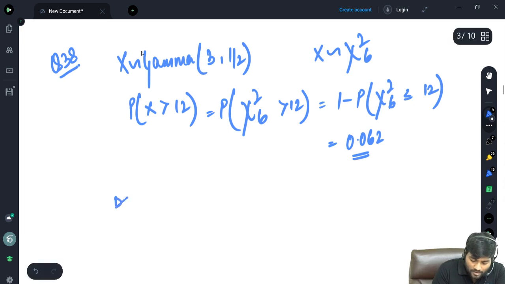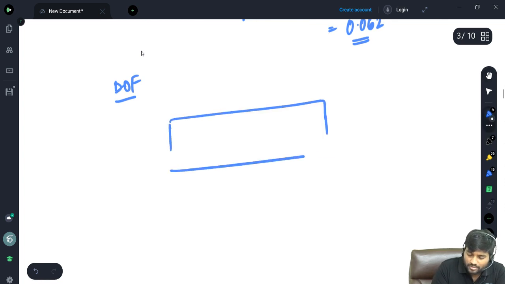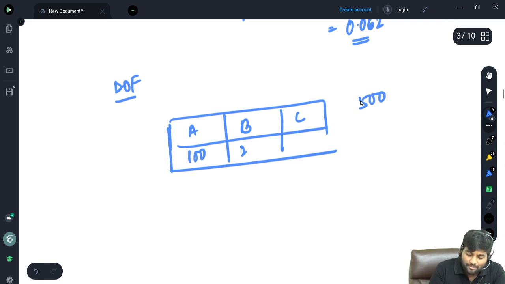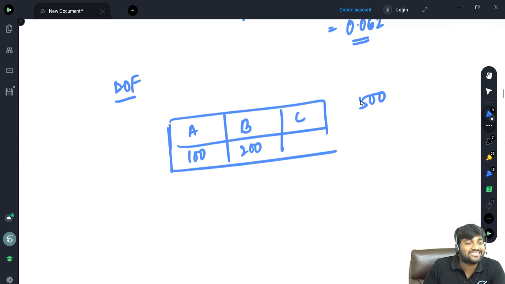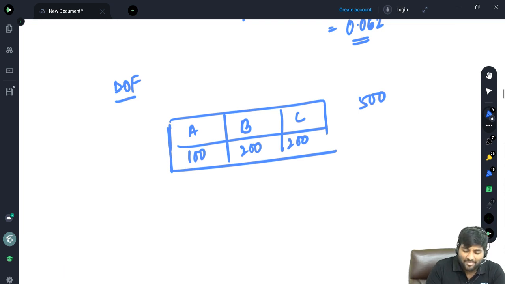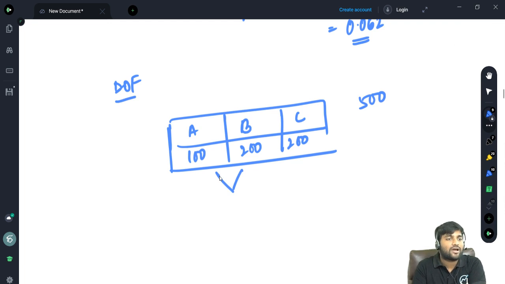Now, degrees of freedom. Suppose there are three students A, B and C, and I have 500 rupees to distribute. So A can be provided 100 rupees. B can be provided 200 rupees. So how much balance is left to provide C? 200. So basically, I have 2 degrees of freedom, because the third one will be assigned automatically. So I have 2 degrees of freedom. Is it clear?